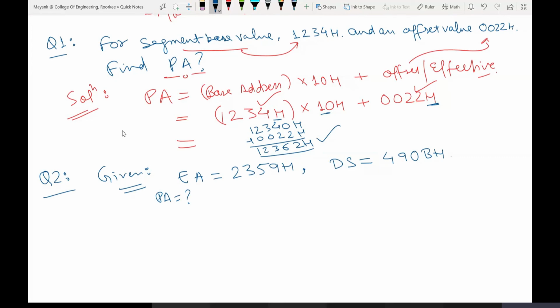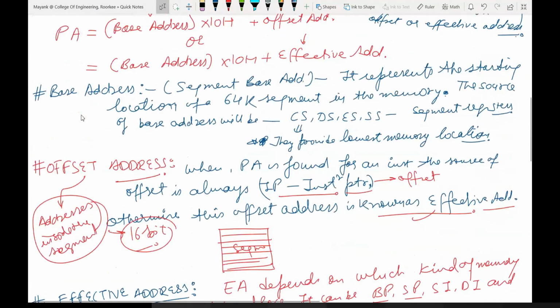Next one, what is the answer of the second one? The solution for the second one? Sir, DS is for the base address. Look at the definition. That's why I always say I clear everything in the definition. What we discussed in the definition, what will be the source of the base? Clearly written. The segment registers, CS, DS, ES, SS. Fine. So whenever a segment is given, that will always give you the base value.